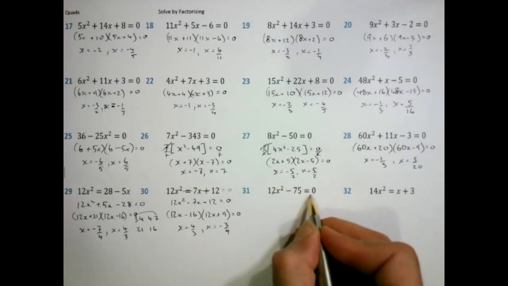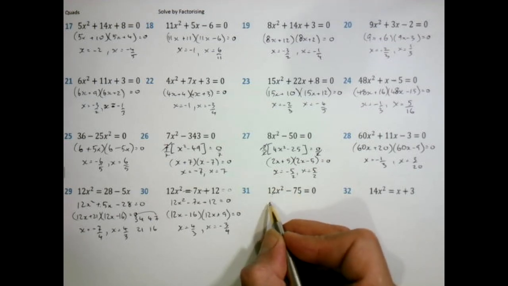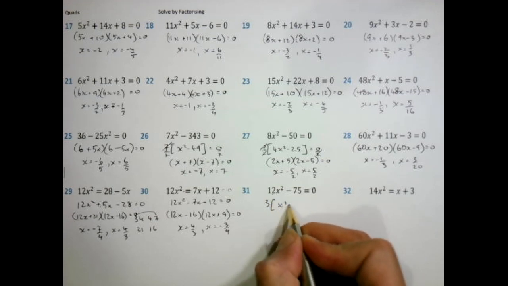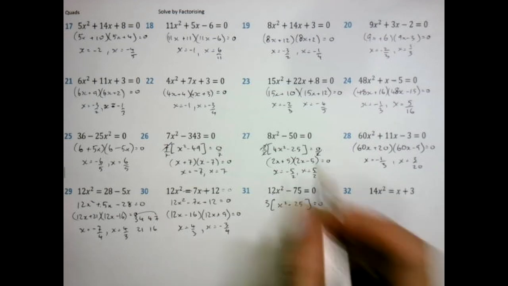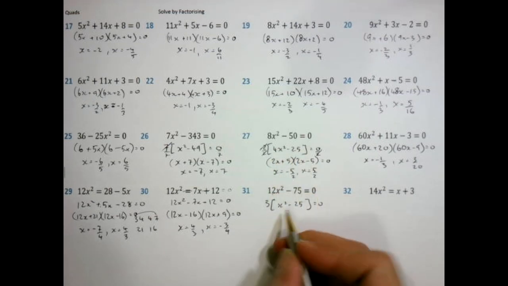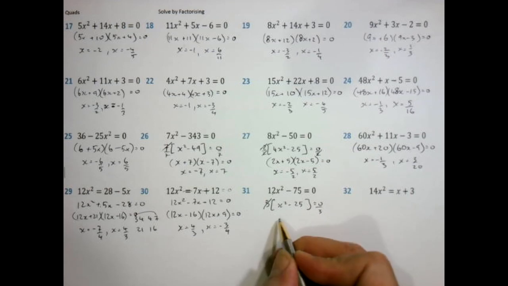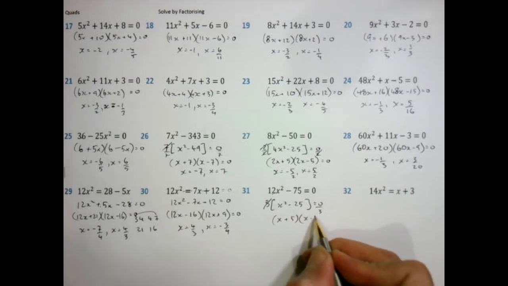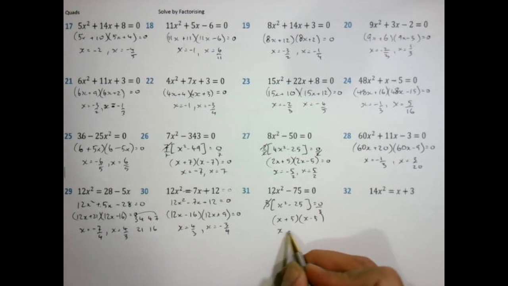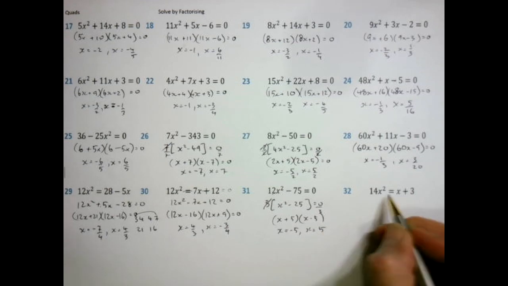Not square, it's a two-term quad, but if we divide by a factor of 3, then we get 3 bracket x squared minus 25. Now we've got something similar to what we had before, similar to there, but we've got 1x squared divided by 3, x plus 5, x minus 5. One's a plus 5, and this one's a minus 5, x equals 5.